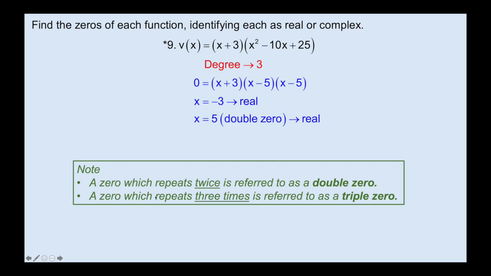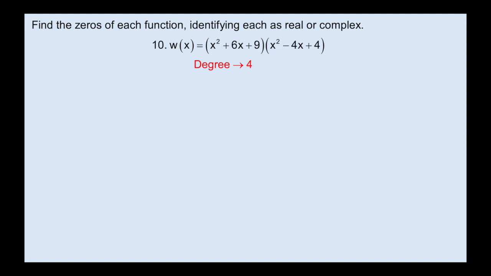So you can see by the note down here that a 0, which repeats twice, is referred to as a double 0, and that a 0 that repeats 3 times is referred to as a triple 0. Try number 10. Again, we're expecting 4 solutions. And when we factor this one, it is fully factorable. We get x plus 3 and x plus 3 for this set. We get x minus 2 and x minus 2 for this set.